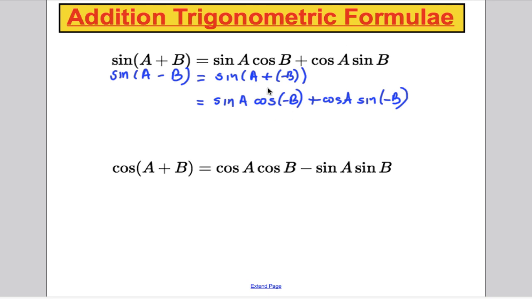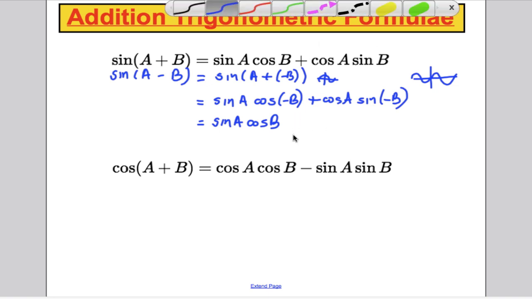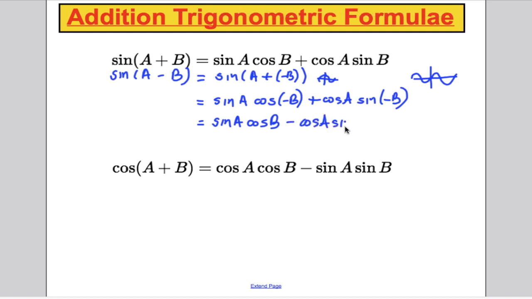Now you know that cos is an even function. If you think of the graph of cos, it has the same value for a negative angle as it does for a positive angle. So cos negative B is the same as cos B, and this would be sine A cos B. And you know that sine is an odd function. Remember the sine graph looks something like this. The sine of a negative angle is the same value as the sine of a positive angle, but it's the negative; they're opposite signs. So sine of negative B must be equal to negative sine B, in which case this would end up being minus cos A sine B. And hence we have a formula for sine A minus B as follows.